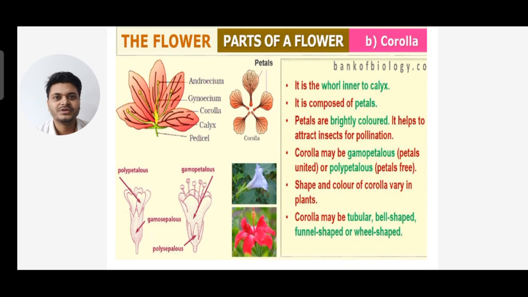Now moving to corolla. What is corolla? It's a whorl inner to calyx and it's composed of petals. Petals are brightly colored. It helps to attract insects for pollination. Corolla may be gamopetalous, that is petals united, or polypetalous, that is petals free. The shape and color of corolla vary in plants. Corolla may be tubular shaped, bell shaped, funnel shaped, and wheel shaped.